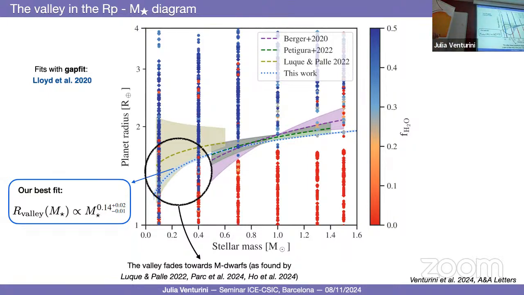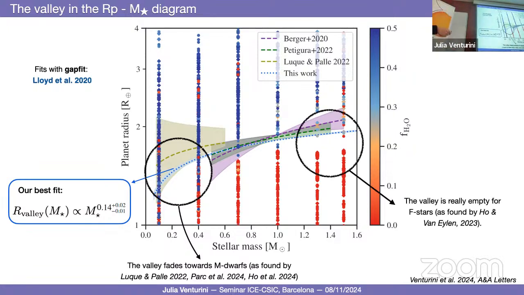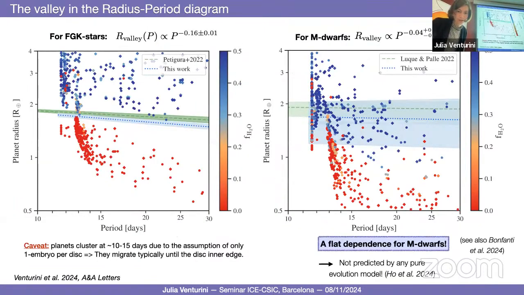In this part, you see again how the radius valley gets filled, it fades towards M-dwarfs, as also found by observations. And we are finding a very depleted valley, very empty, towards F-type stars, which is also reported. For the orbital period, we find good agreement, like a negative slope for sun-like stars, and because there is no clear radius valley, it's really flat for M-dwarfs. And this was not predicted before by pure evolution models.